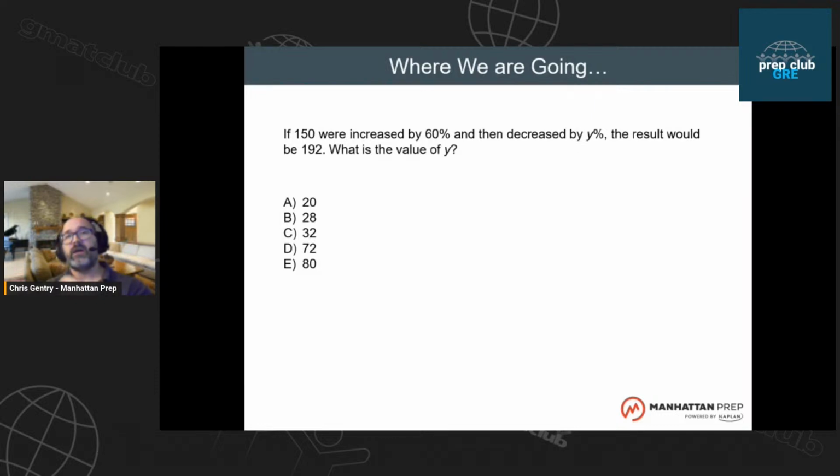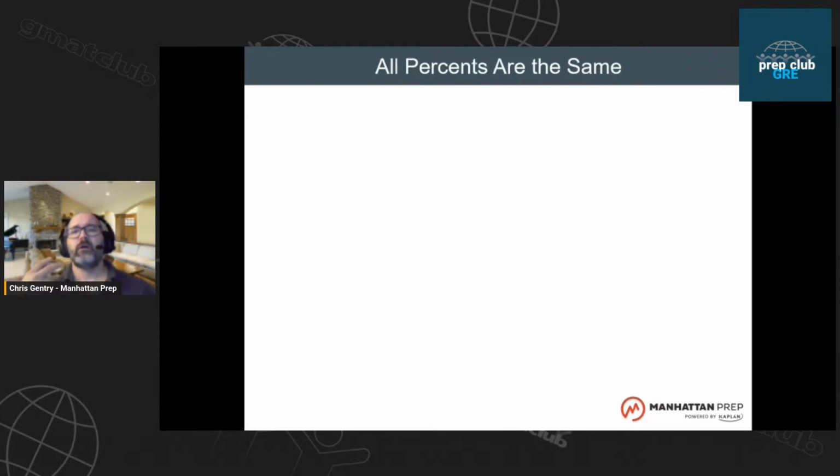The reason I love this problem is because it highlights the two most frequent ways to deal with percentage ideas in one problem. Like I said, this is where we're going. Before we do this problem, though, I want to talk through a few core elements. All percentages are at their core the same. And the first thing to recognize is that they are operations, not numbers.